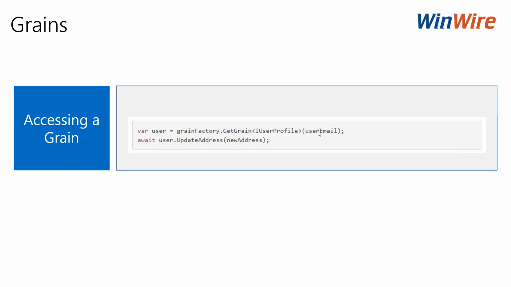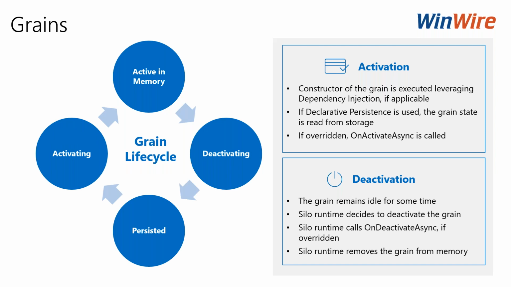What Orleans will do is instantiate that user profile grain with that key, and then load whatever it has to load for that user in that particular grain and give the instance of that grain back to you. Now you can call the different methods that are available on that grain. In this example, we are calling the update address, and we are providing the new address. Orleans will run whatever logic you have written for the update address function. So that's the basic concept of grains, of instantiating them and then execution.